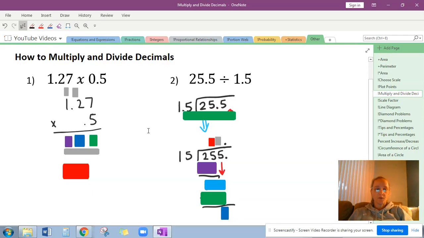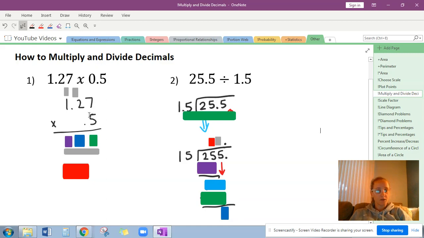Alright, in this video we're talking about how to multiply and divide decimals. So we're going to start with 1.27 times 0.5. When you multiply decimals, you don't have to line the decimals up like you would if you're adding or subtracting. So I can just put 1.27 times 0.5, and then I'm just going to multiply like I would if they were just whole numbers.